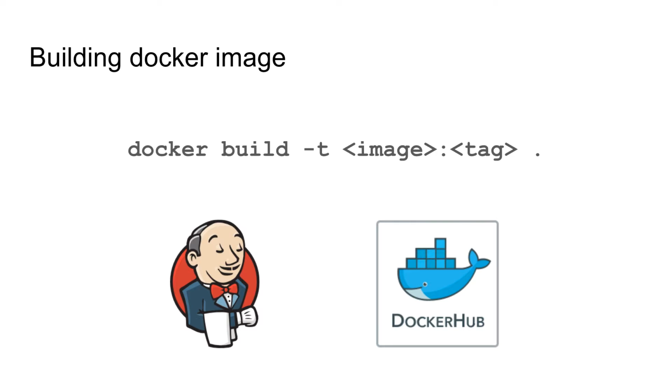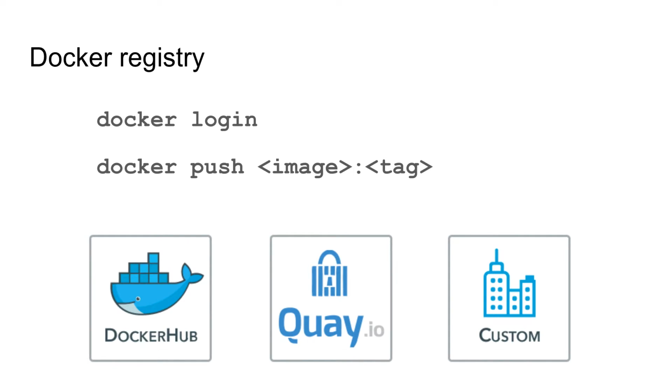So assuming you're building on your local Jenkins box, next you need to push the image to somewhere, right? And that somewhere is basically where your Docker image is going to be stored. So some of the popular options are Docker Hub, Quay, and running your own custom box. So I would highly recommend Docker Hub or Quay. Running your own box is something you should consider only if you're a large enterprise and you want to have control over your private images.